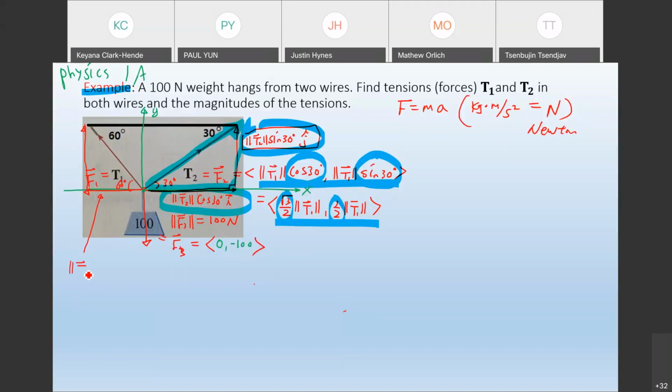T1. Oh, wait a minute. This is T1. Okay, can I change to here? This is all T2. Sorry. It's all T2. What am I doing here? The second force. How about T1? What's that? Cosine 60?